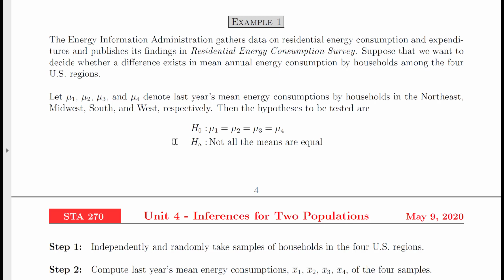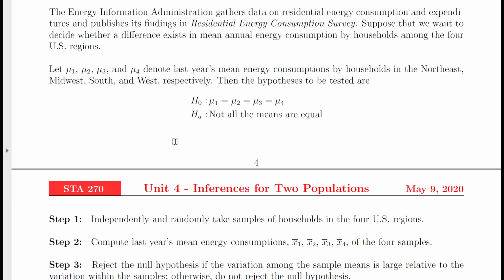And all it takes is one mean out of that whole set to differ just enough to be not equal to any of the others, and then we can say that we would reject the null hypothesis in favor of the alternative hypothesis. It just takes one.